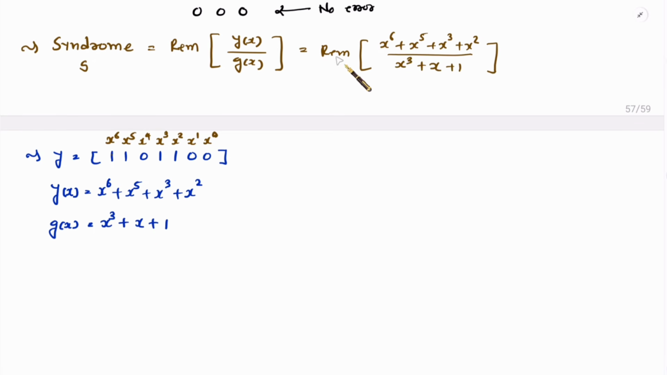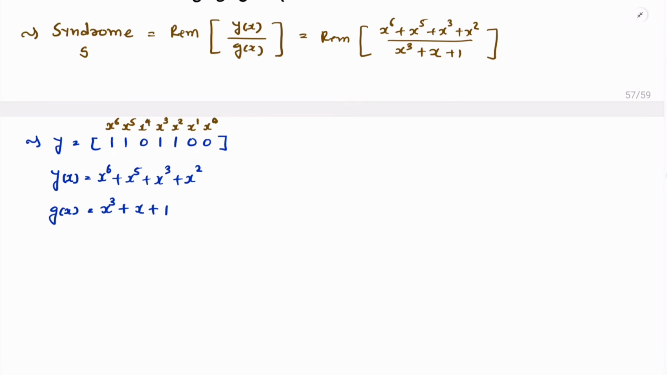So this is the remainder that we need to calculate. Again, we need to perform modulo 2 division. Let me explain this. I'll calculate this modulo 2 division. Here we have x raised to 6 plus x raised to 5 plus x raised to 3 plus x raised to 2, and the divisor is x raised to 3 plus x plus 1.